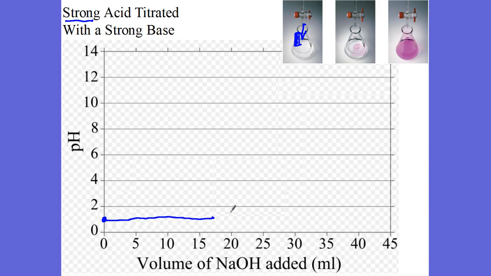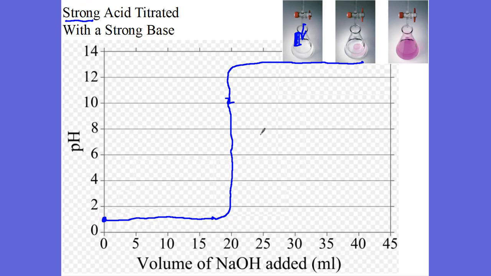It's barely going to change the pH, okay? And so then what happens is, right when we get close to the equivalence point, right when we get close to the number of moles of my acid equaling the moles of my base, the pH just skyrockets up, okay? And it keeps going up, up, up, up, up until I'm totally a base. And this is what the graph looks like for a strong acid with a strong base.